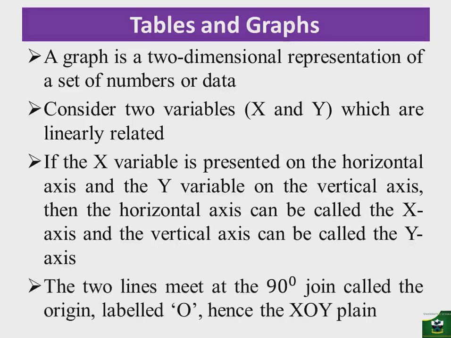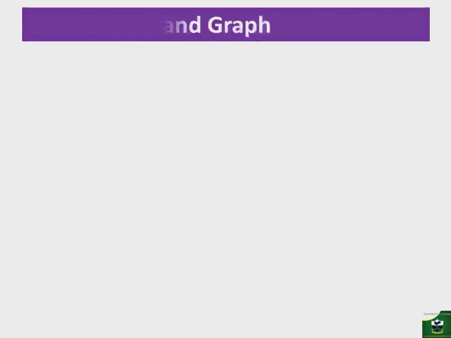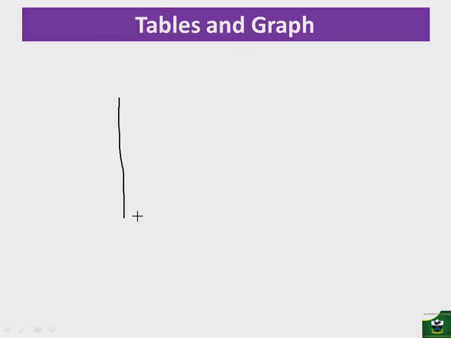Therefore, the two lines meet at a 90-degree join, which we call the origin, or simply the x-y plane. This is the start of all the graphical illustrations that we do. So let me show you one classic drawing. If you have the vertical axis and the horizontal axis, with y here and x here, and the origin here, it means you have the x-y plane, and everything that you'll be drawing has to come on this part of the graph.